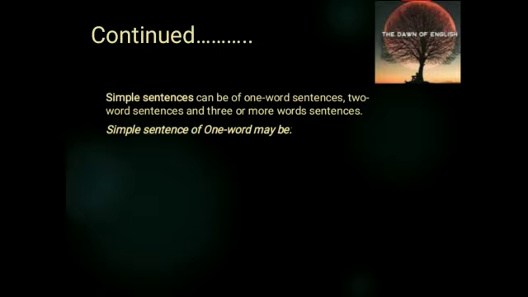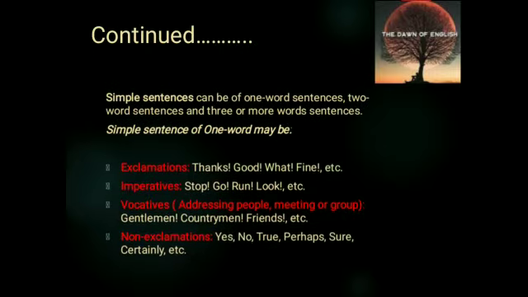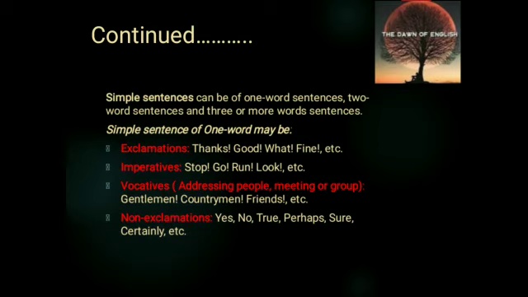Simple sentences can be one-word sentences, two-word sentences, and three or more word sentences. So simple sentences of one word may be exclamations, imperatives, vocatives, and non-exclamations. For example, ma'am, I have completed my work. Teacher, good. So here you can see good is the example of exclamations.